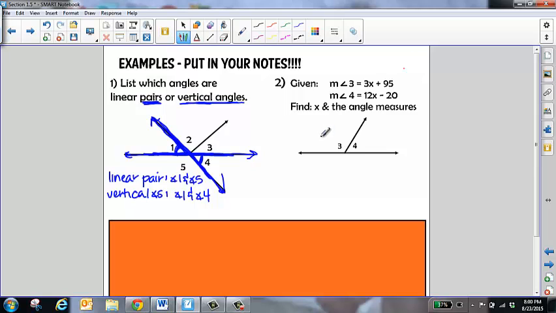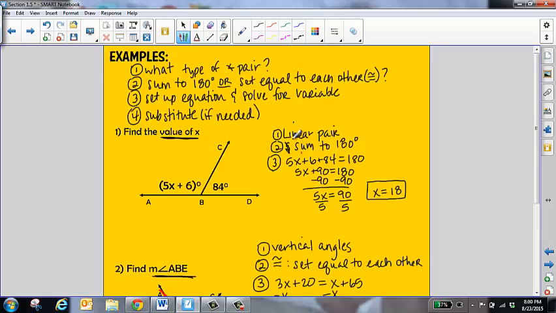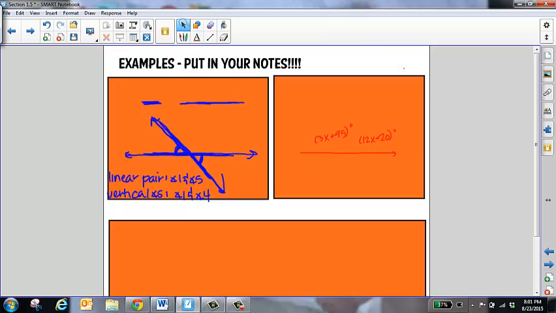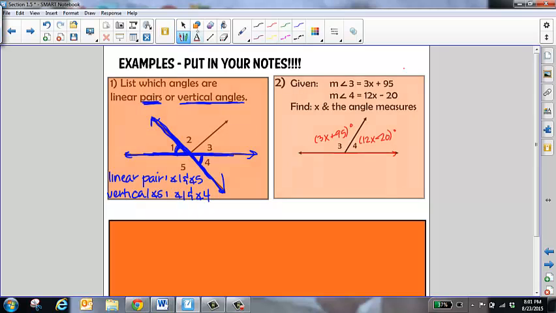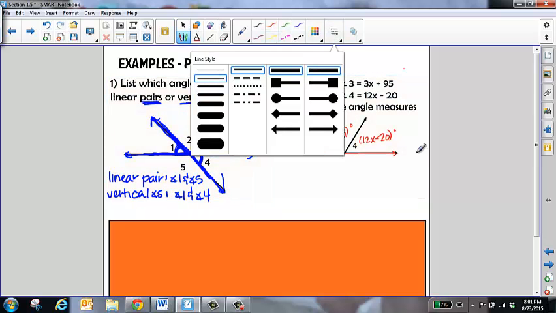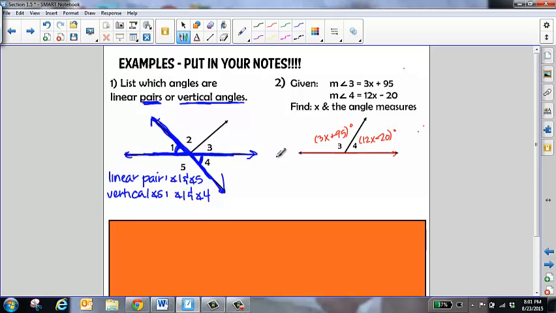So angle 3, we are using 3x plus 95 to represent that angle measure. And then here we're using 12x minus 20. So running through those 4 questions from your notes, what type of angle pair do we have? Since these guys are adjacent and they are forming a line, that means that this is a linear pair.